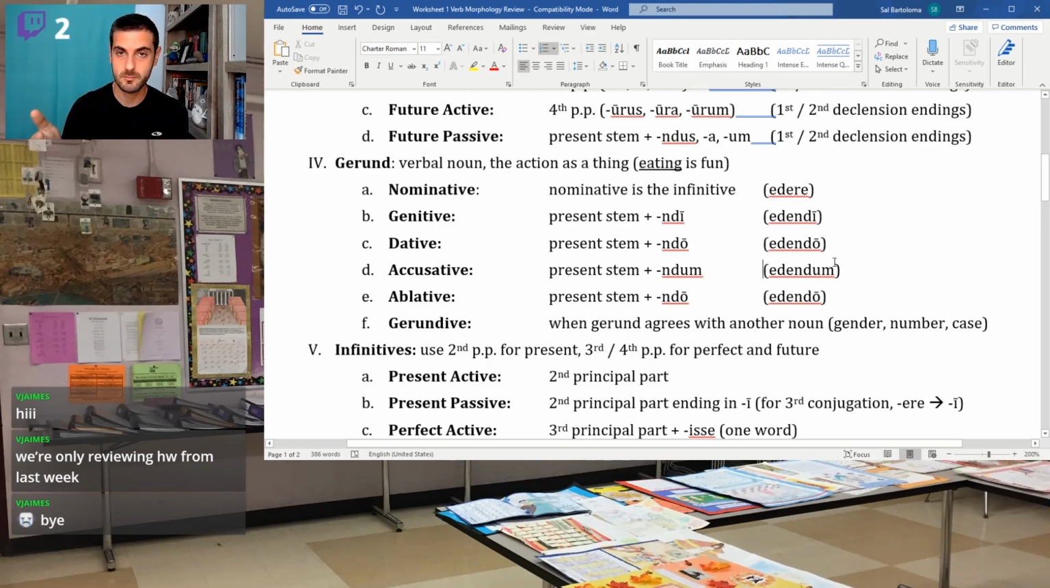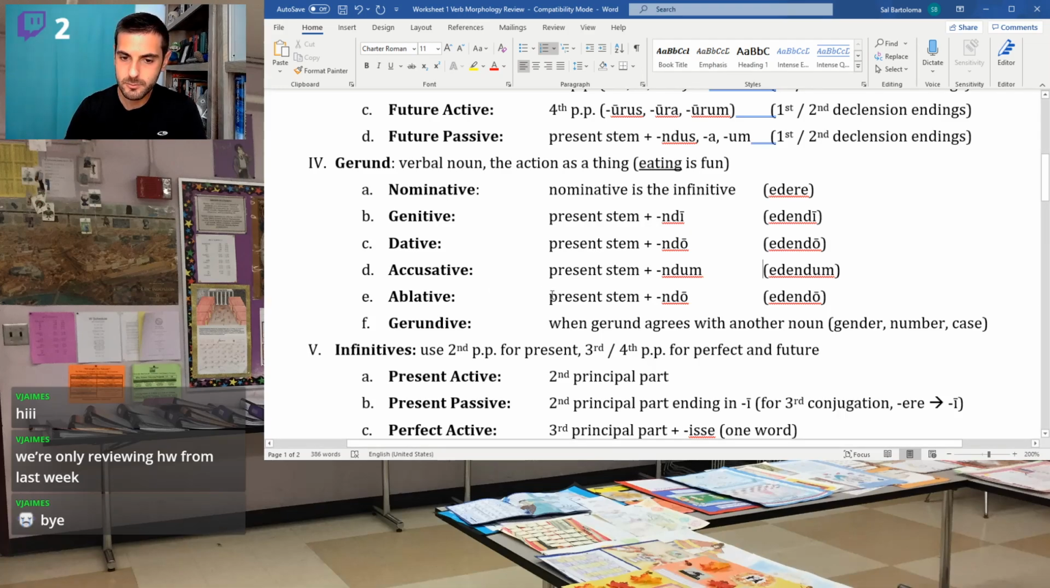So Caesar, which you guys might have encountered last year, likes to say that we packed up all of our things ad proficiscendum. I packed everything up for the purpose of setting out, for the purpose of leaving. So that's probably the most common one that you're going to see.